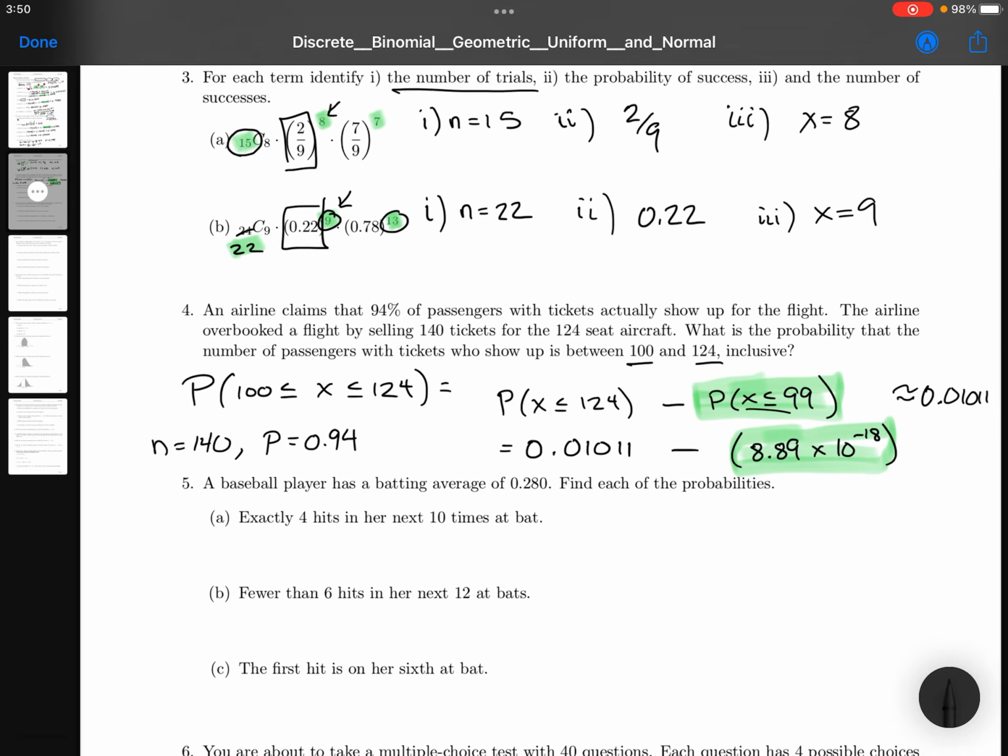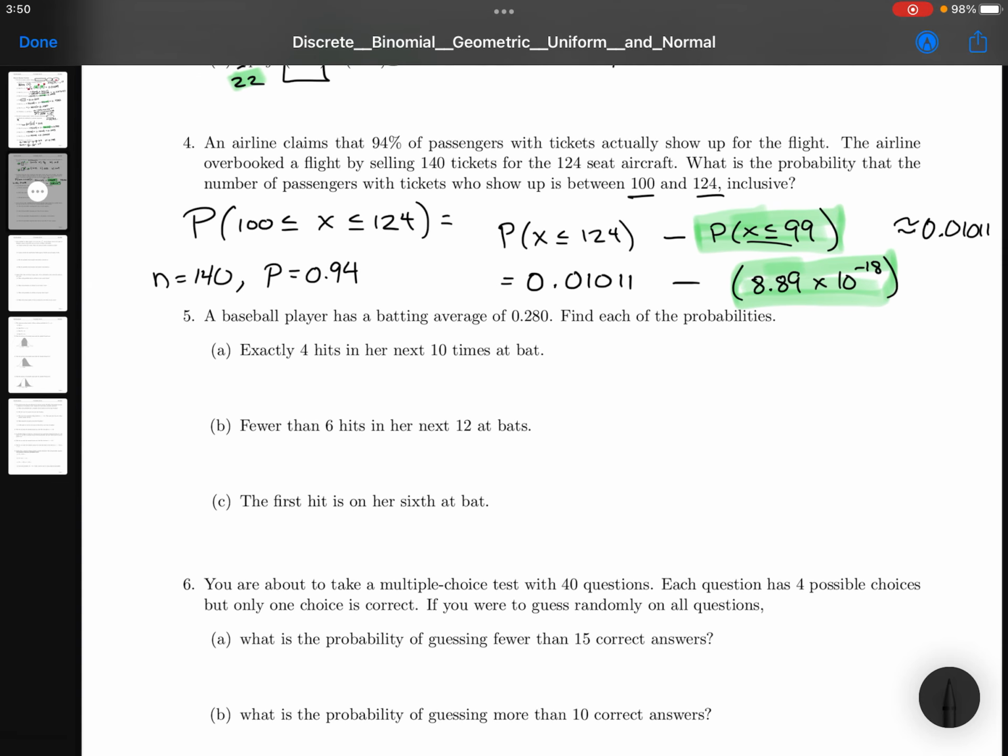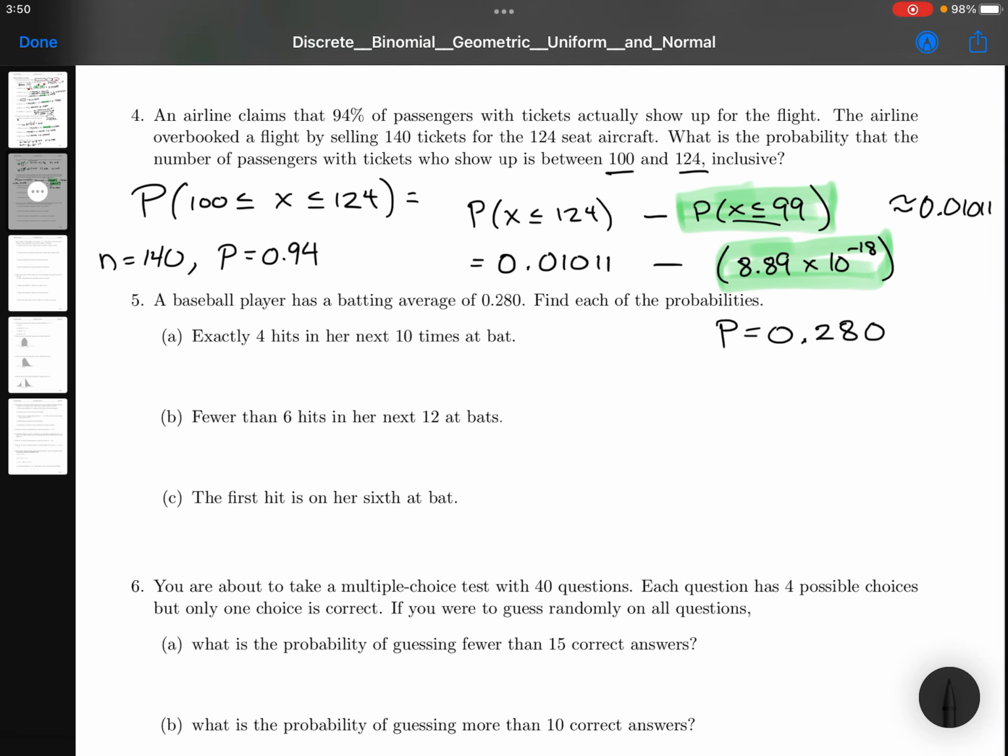Okay, number 5. A baseball player has a batting average of .280, so that's the probability of success. So far, we do not have a fixed number of trials, but hold on. In part A, this is binomial because there are 10 times at bat. That's my 10 trials, and X is my random variable. I want X to equal 4. So this is the probability that X equals 4 with a binomial probability.